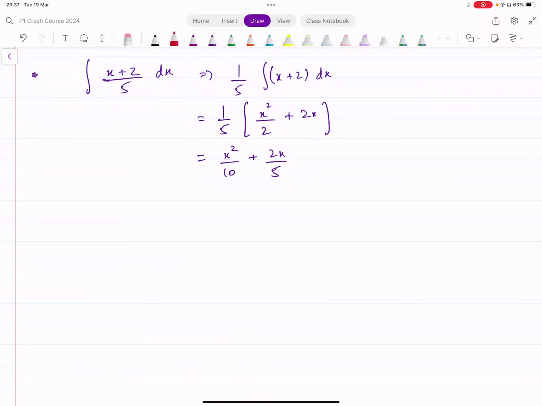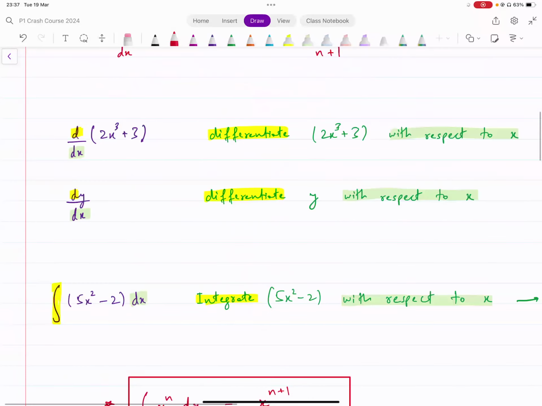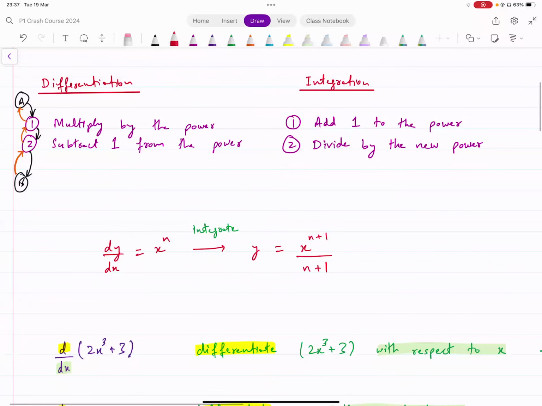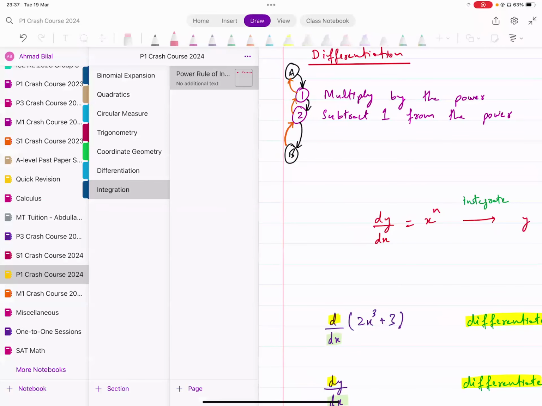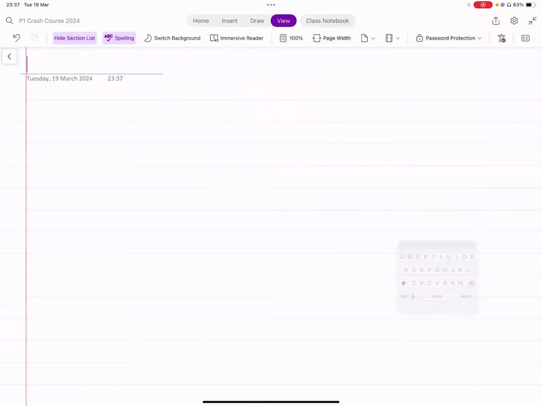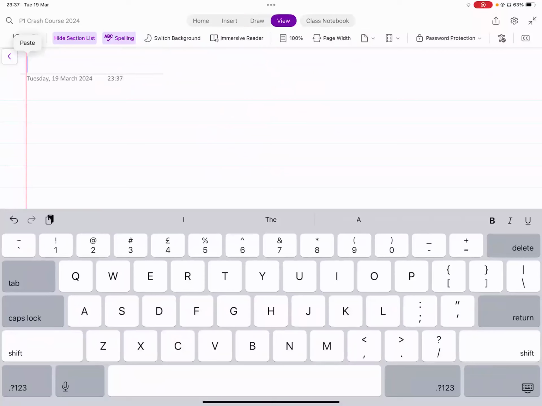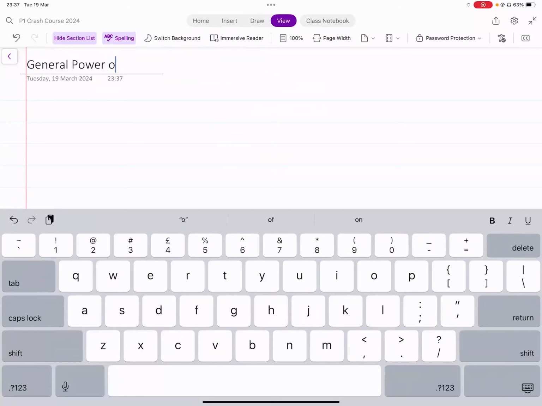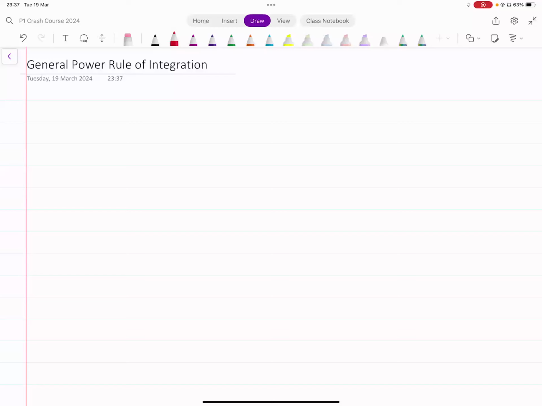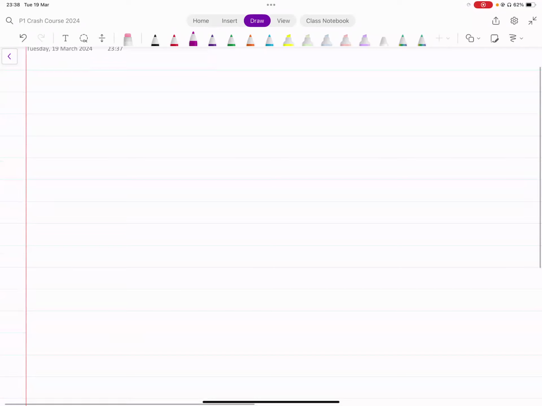Okay, now let's look at the next rule then. So we've talked about this basic power rule. This is how it looks like. But now sometimes you get functions that are slightly more complicated. Now, just like we had a general power rule of differentiation, we have another power rule of integration. Let's call this the general power rule of integration. Now, what does this look like? Let's say you want to integrate something like this. You want to integrate 2x plus 1 whole raised to power 4 with respect to x.